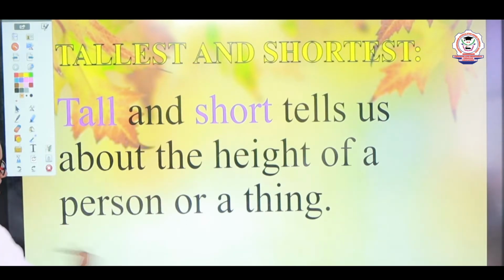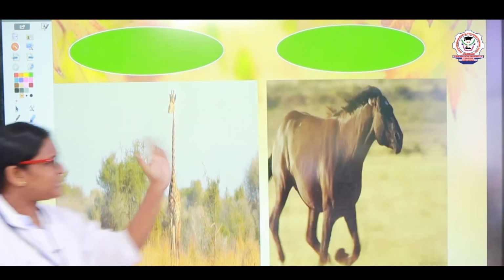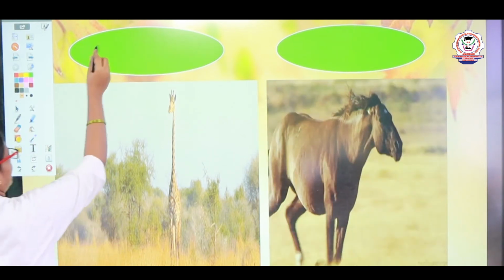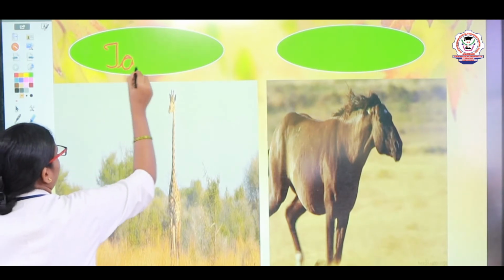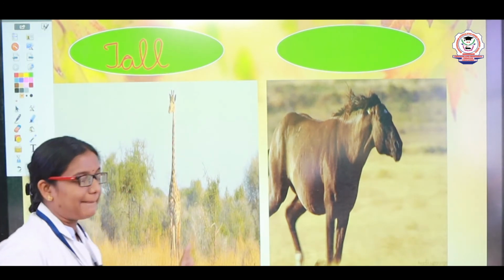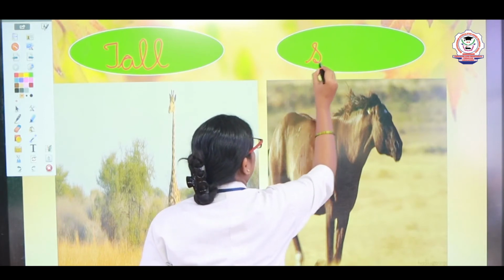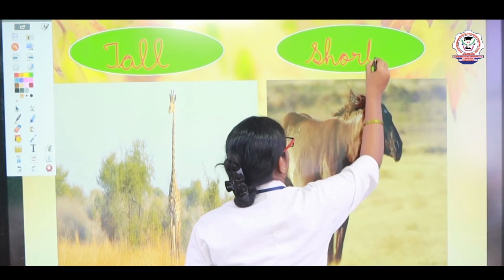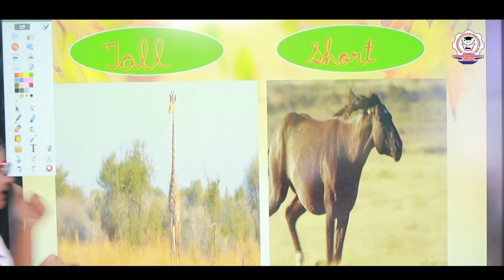Now we are going to see some of the examples for this. We have two animals here, right? Giraffe and a horse. Which is the tallest animal here? Giraffe is the tallest one. Now tell me the spelling of tall. T-A-L-L. Tall. And the horse is short when comparing to giraffe, right? What is the spelling of short? S-H-O-R-T. Short. So, giraffe is the tallest animal and the horse is the shortest animal.